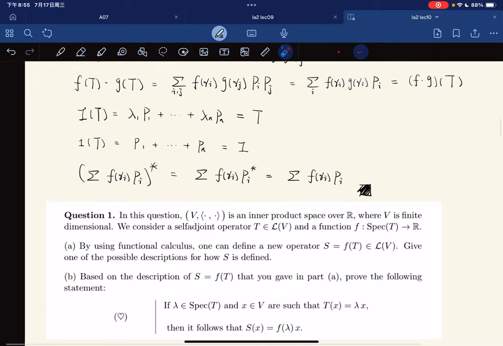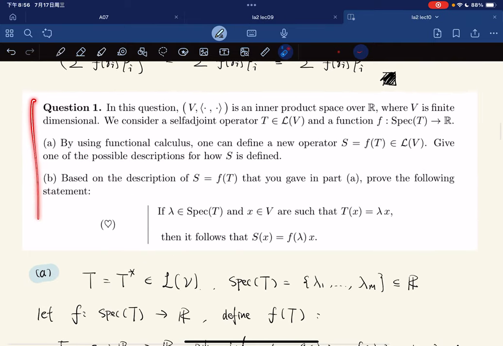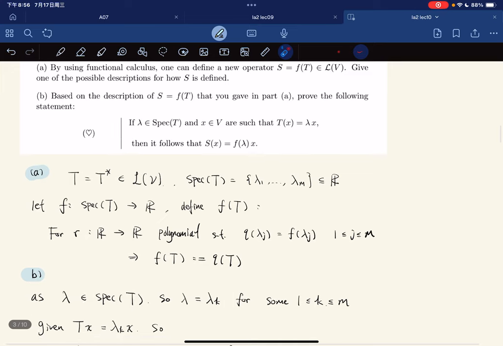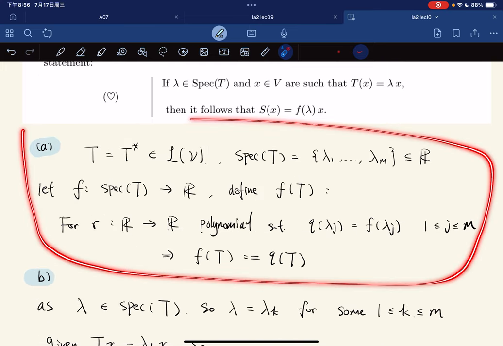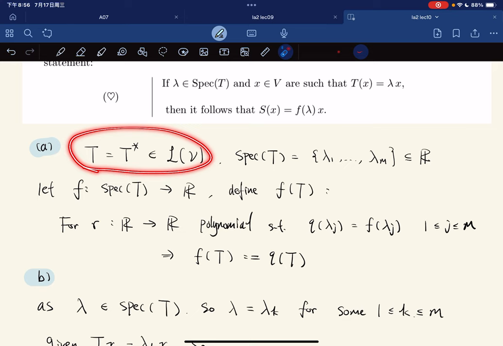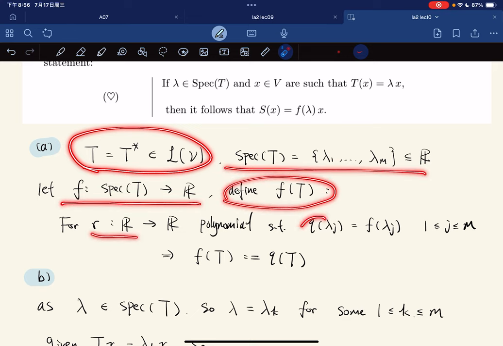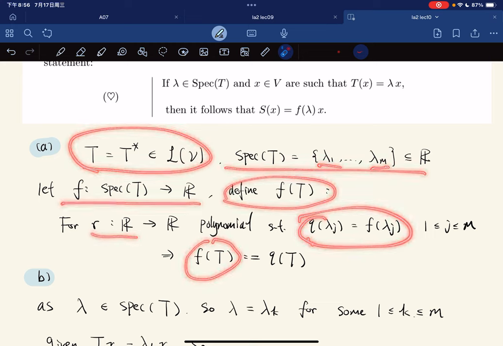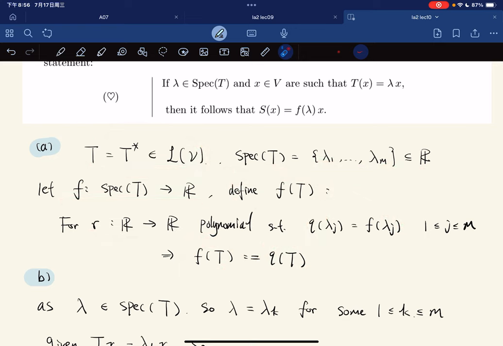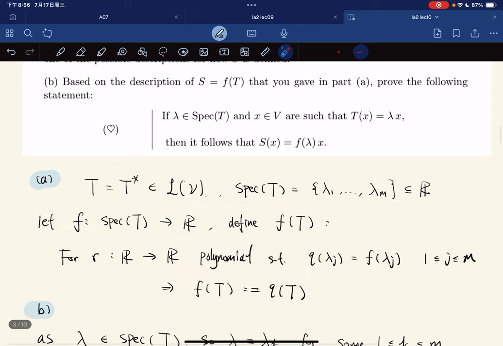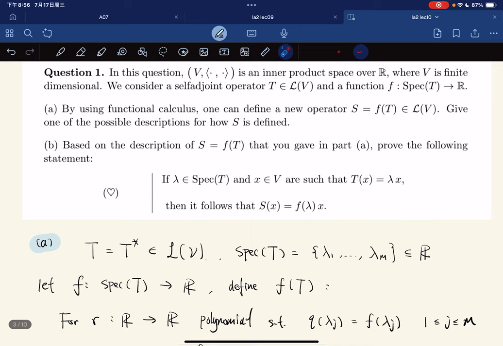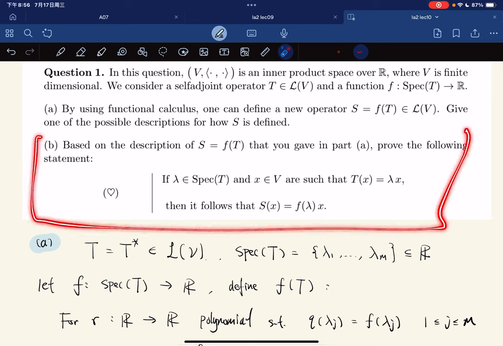So here comes the first question. Let's read this question real quick; you can pause and take a look at it. In part A, we define it again: given a self-adjoint operator T and the spectrum of T, let f be a function. We define f of T as a polynomial that mimics the function output at the spectrum, so f of T is really just the polynomial with input T. We want to show that this is true.